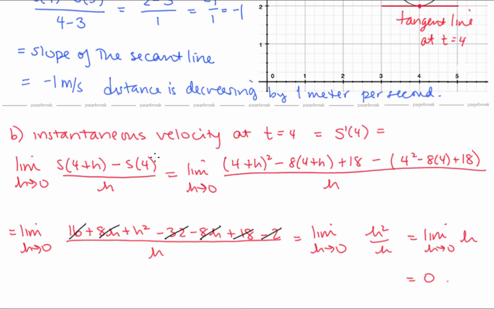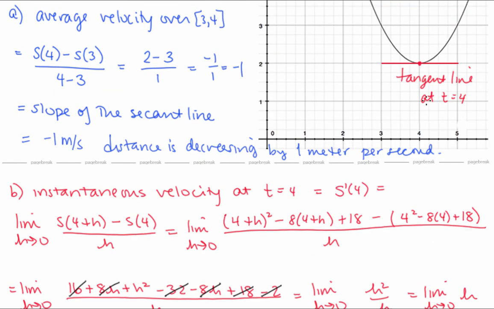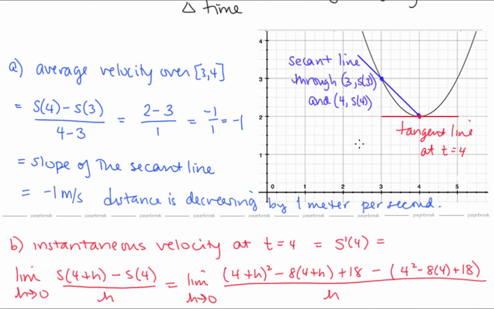So that tells us the instantaneous velocity at t equals 4 is equal to 0. And we said that's the slope of the tangent line at t equals 4. So here we're comparing the slope of the secant line, which is an average rate of change. It's just a slope computation between 2 points on the same function. We're comparing that with the instantaneous rate of change, which requires the limit calculation for the derivative at that point.